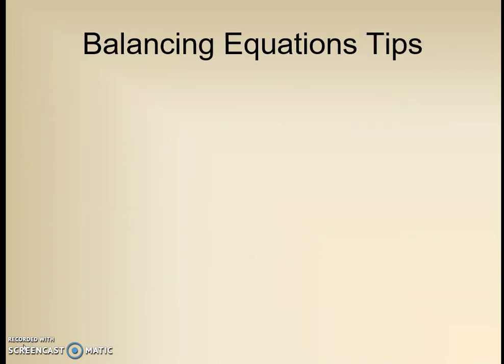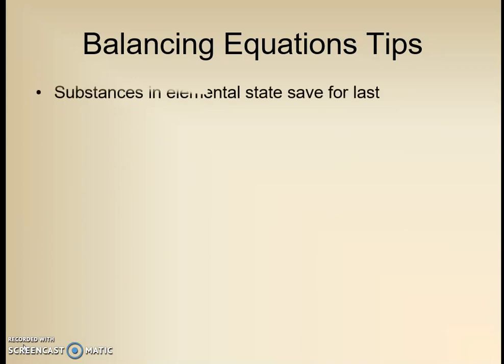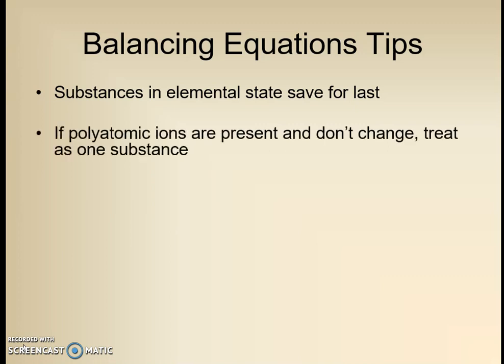So some tips when you're trying to balance equations. The first one is, if it's in an elemental state, just leave it till the end. That way, whatever coefficient you need to make it balance out doesn't affect other substances within that reaction. So if you save it for the very end, you can then just slap in that coefficient and make it all balance out. For polyatomic ions, they get a little bit tricky because you have parentheses. You distribute the subscript into the parentheses and follow that along as it goes.